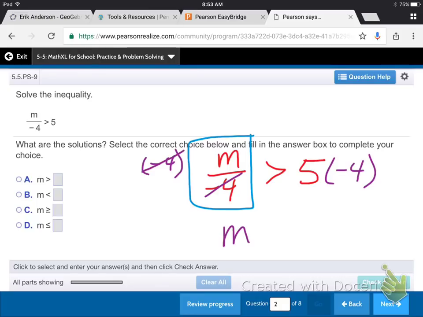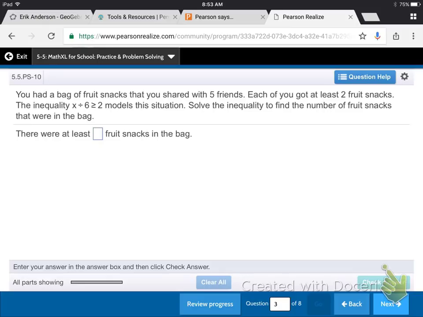But did we multiply by a negative number? Yes, so the inequality has to switch the way it's facing. It goes from greater than to less than. And 5 times negative 4 is negative 20. So we know now that the answer is m is less than negative 20, and we'll fill in negative 20 in our box. Great job, boys and girls.